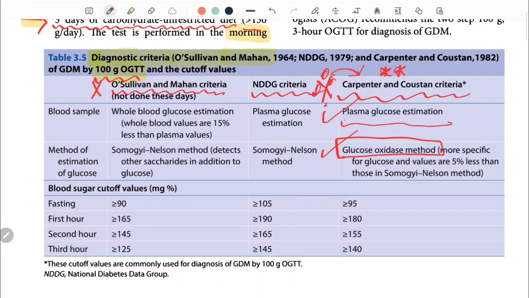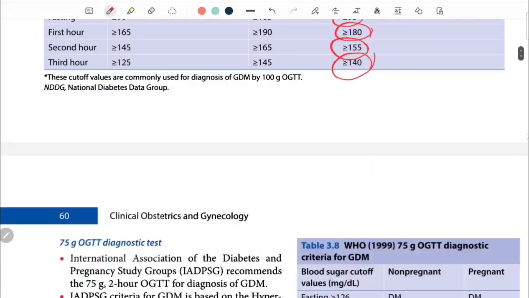What are the blood sugar cutoff values in the Carpenter and Coustan criteria? Fasting is more than or equal to 95. First hour more than or equal to 180. Second hour more than or equal to 155. Third hour more than or equal to 140. So fasting blood glucose cutoff is 95, first hour 180, second hour 155, and third hour 140.